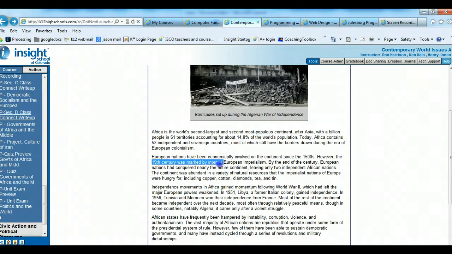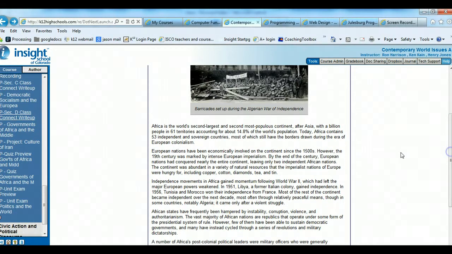So the 19th century marked intense European imperialism, and the result of that is that Europeans had conquered nearly the entire continent, leaving only 2 independent nations. And the Europeans took the natural resources that they could find. So all of this right here is the result of European imperialism in the 1800s. Okay, back to the write-up.